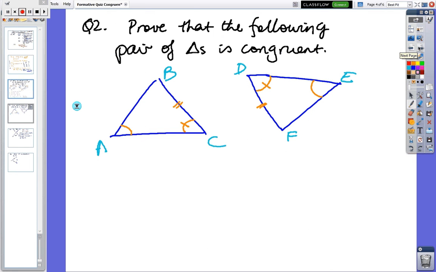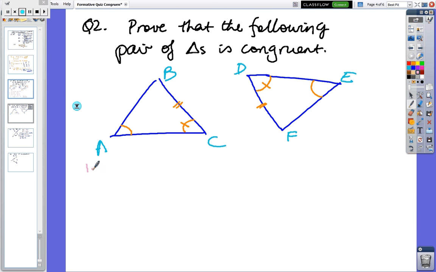Okay, let's have another one. Have a go at this one yourself. Prove that the following triangles are congruent. Just have a go yourself: 5 lines, and don't forget the letter order at the end. And come back when you're ready.